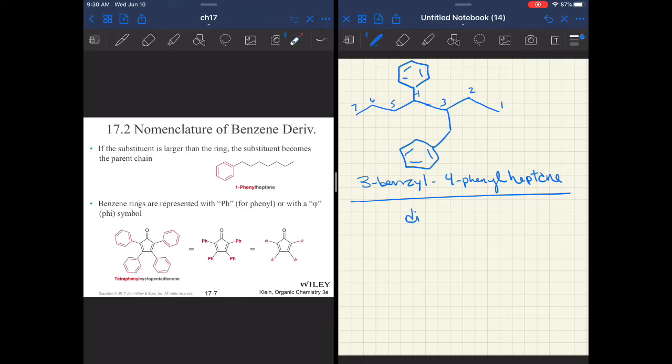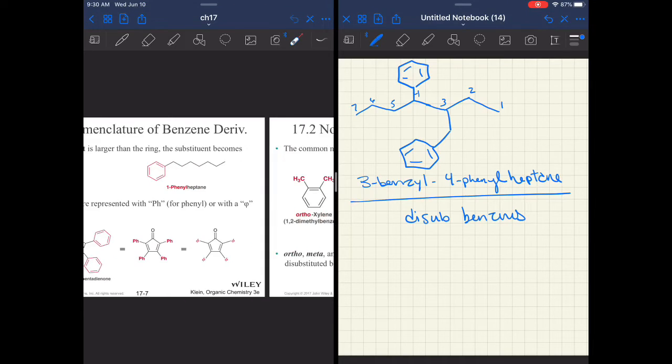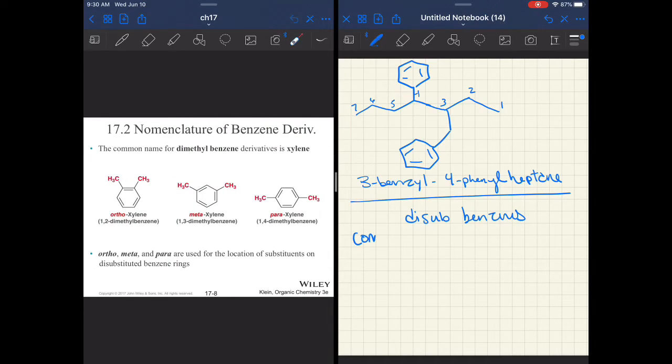Now, dealing with di-substituted benzenes. There's only one common name that you should know, and then a set of common prefixes. And that's the xylenes. Xylenes have 2 methyl groups. And so there are 3 different isomers. 1,2-xylene, 1,3-xylene, 1,4-xylene. You could call it dimethylbenzene, but like with some of the other common names, xylene is much more common. If you buy a bottle, you're going to see xylene on the label.